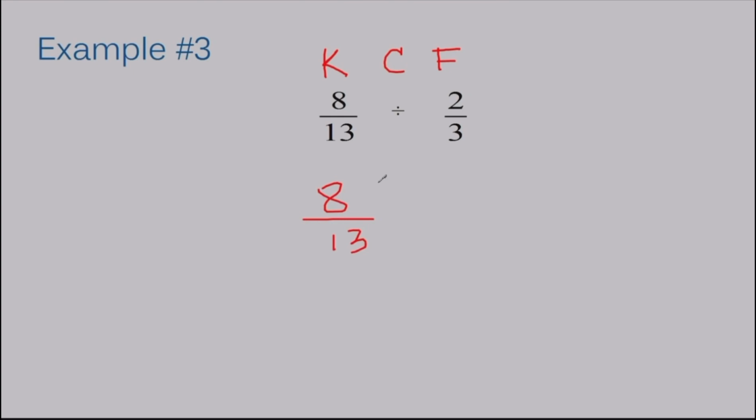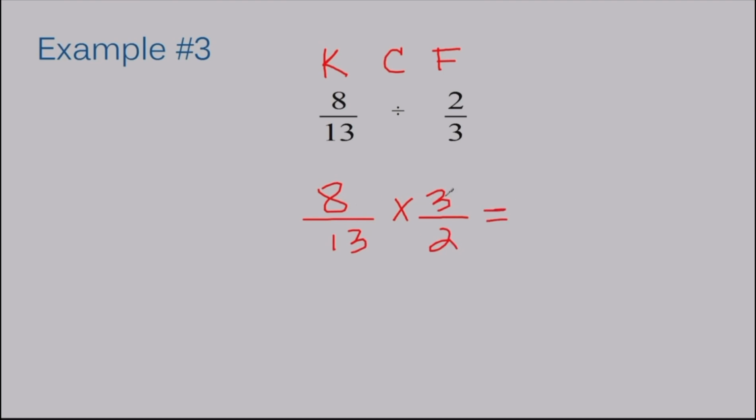8/13 just gets rewritten. I'm going to change my division sign to a multiplication sign. And I'm going to flip my last fraction to its reciprocal. A reciprocal means you switch the position of the numerator and the denominator. The numerator becomes your denominator and your denominator becomes your numerator. Now you solve like a regular multiplication problem.